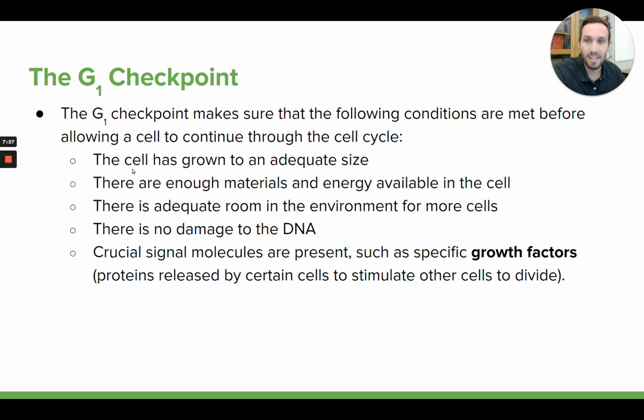So one of the things that's going to be checked for is that the cell has grown to an adequate size. So the cell is not a puny little cell anymore. It's grown up. It's a big enough cell to accomplish these different phases and ultimately divide. It's also going to check that there's enough material and energy available in the cell.